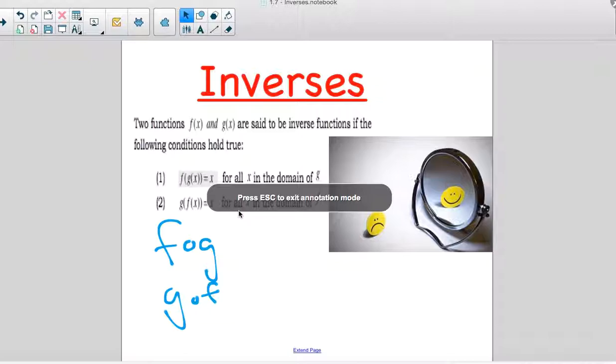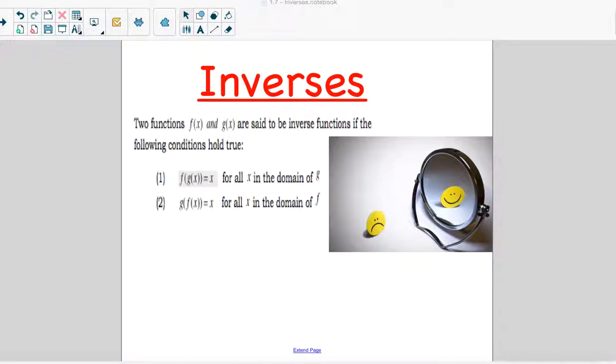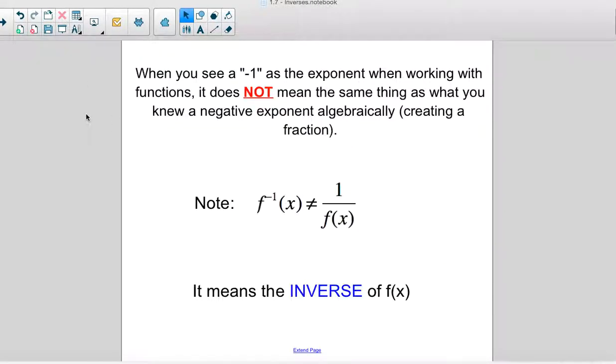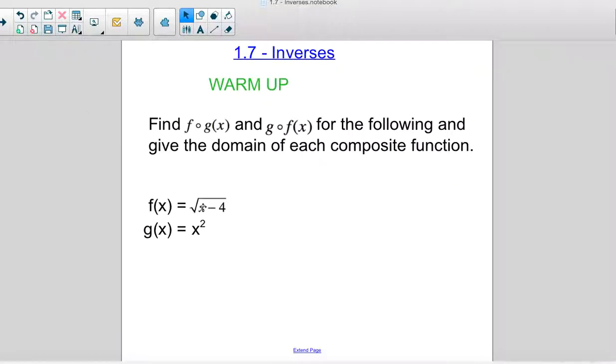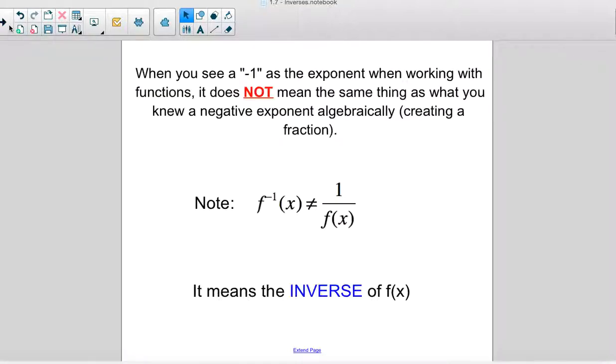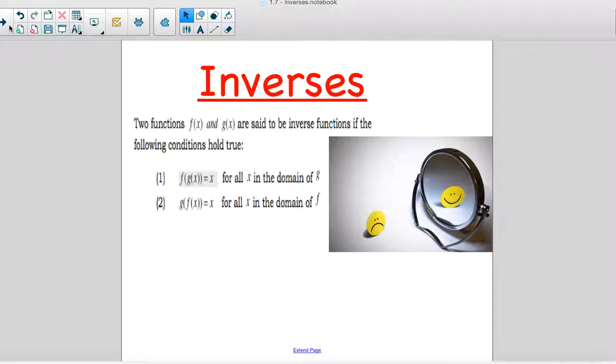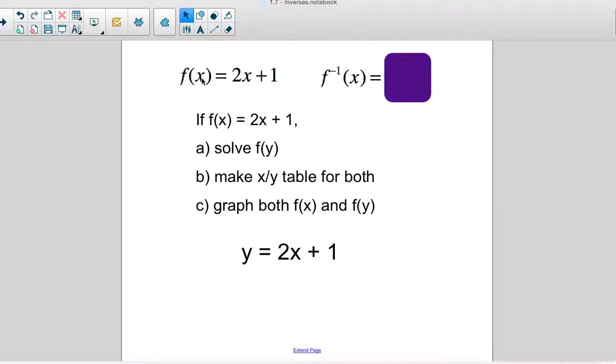So in the last case, when we did these, if it just simplified to x, those would have been inverses. Obviously they didn't. One simplified to x minus 4. The other one simplified to the square root of x squared minus 4. They're not even close to x. But if they did, they would have been inverses, right? And that's the definition of an inverse. And ultimately, they are just reflections, which we'll get into.